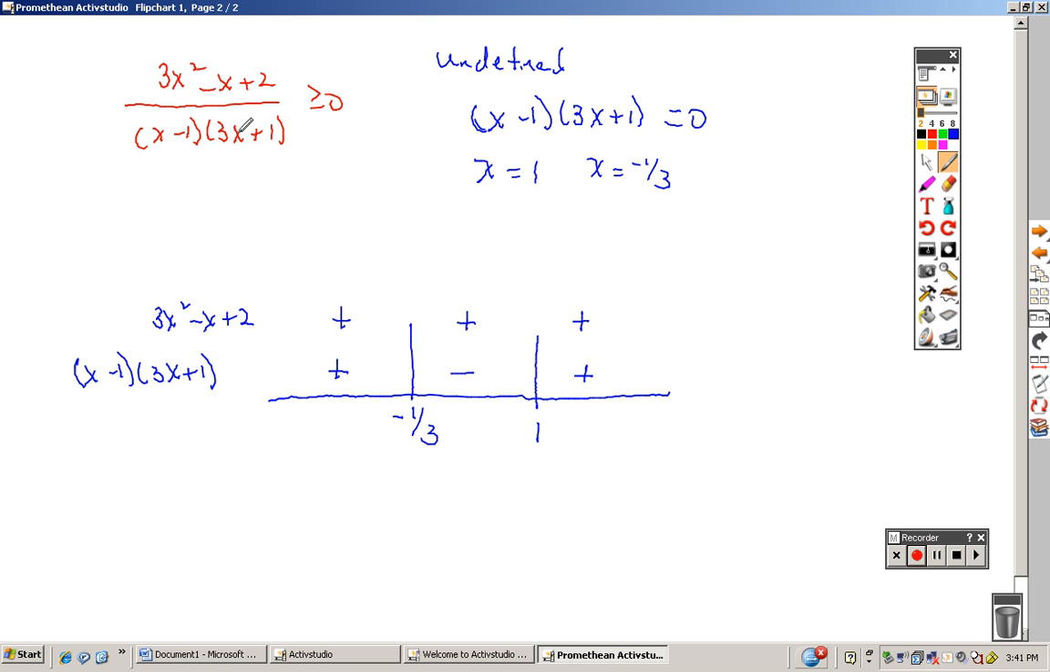Now we're dividing, so we have a positive divided by a positive here. The result would be positive. We do want numbers greater than or equal to 0, so that part of the number line I am interested in. Between here, we have a positive divided by a negative. That would result in a negative, which is not greater than 0, so we're not interested in that. A positive divided by a positive again is positive. We wanted greater than or equal to 0, so we want that as our solution. Our final answer then would be x is less than negative 1/3, or x is greater than 1.